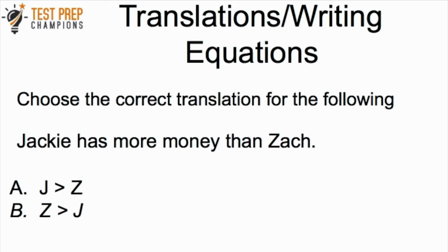We're going to give you another shot at it here. This is a little different, but the same type of thing. I'd like you to choose the correct translation for the following. Jackie has more money than Zach. All right, so you can pause the video, try this out, and we'll go over it.